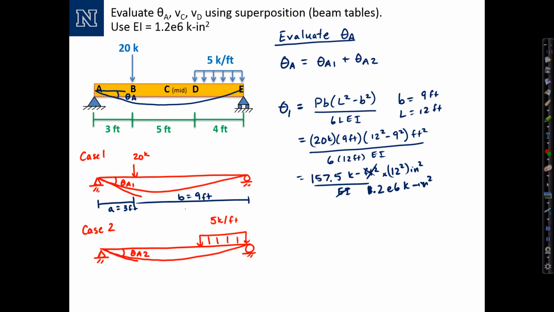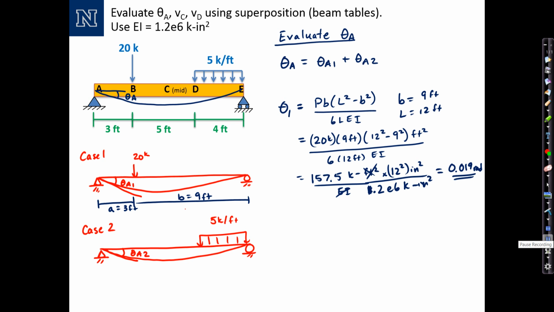Okay, that's gone. Notice what happened here. The units on the top and the bottom cancel, and that's what we expect because the value for theta should be a rotation, unitless, or it actually is in radians. So this is 0.019 radians for theta 1.